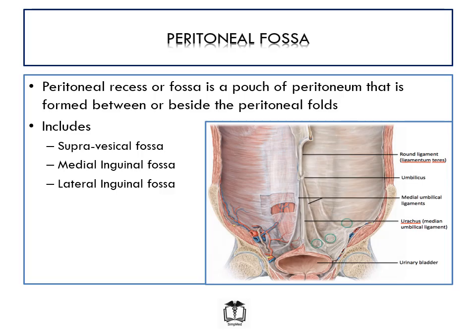Between these folds, we have spaces that tend to form pouches or recesses, and these are referred to as the peritoneal recess or fossa. So the peritoneal recess or fossa are pouches of peritoneum that tend to be found in between or beside the peritoneal folds. So the three in number, we have the supravesical fossa, the medial umbilical fossa or medial inguinal fossa. We could either call it inguinal or umbilical. And then we have the lateral inguinal or lateral umbilical fossa.